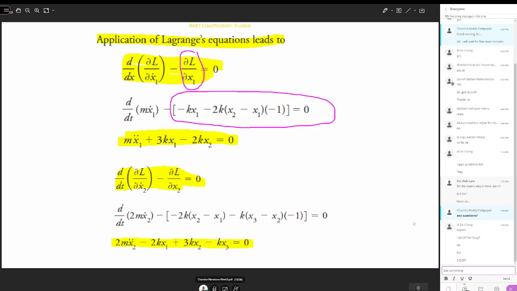Now if you simplify these two terms, when you take the derivative of this with x1 dot, you will get x1 double dot. M will be constant. So differentiation of this will be the second derivative, d by dt, because you are taking the derivative with respect to time. So you will get the second derivative. Plus, rearrange everything, then this will be your first equation of motion.